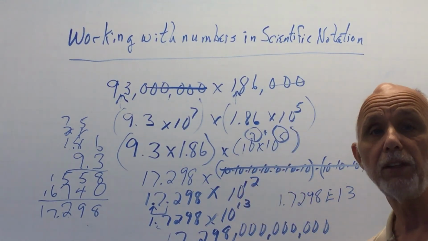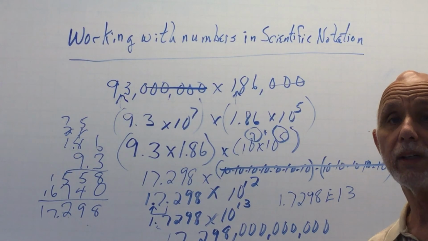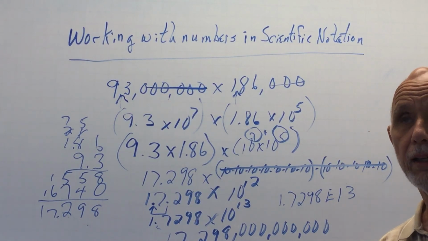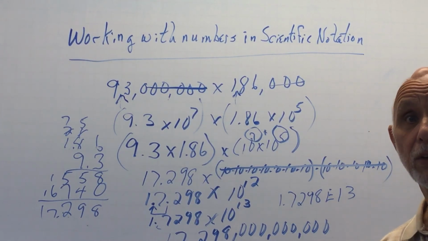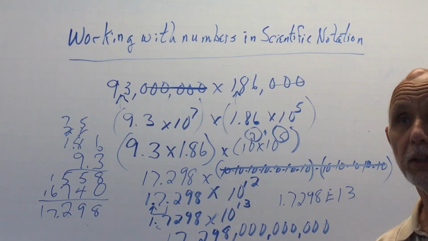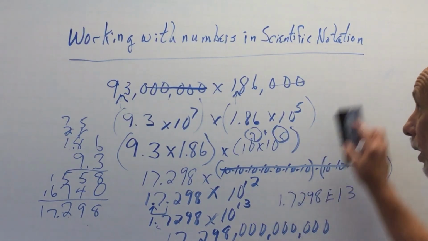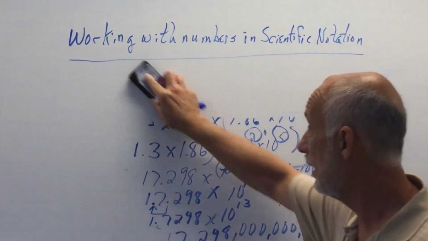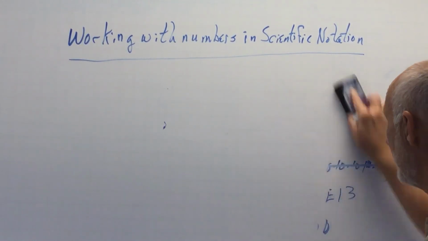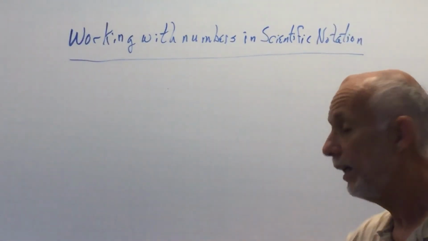By the way, you're going to have to know this in high school in algebra class, but more importantly you're going to have to know this in high school in chemistry and physics classes, because those are the ones where you deal with extremely large or extremely small numbers. So again, that's how to multiply in scientific notation.